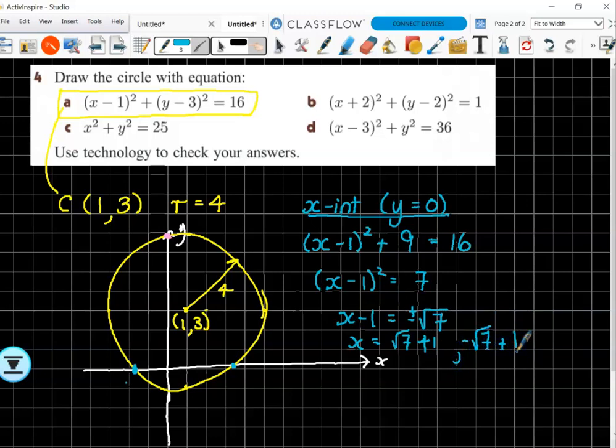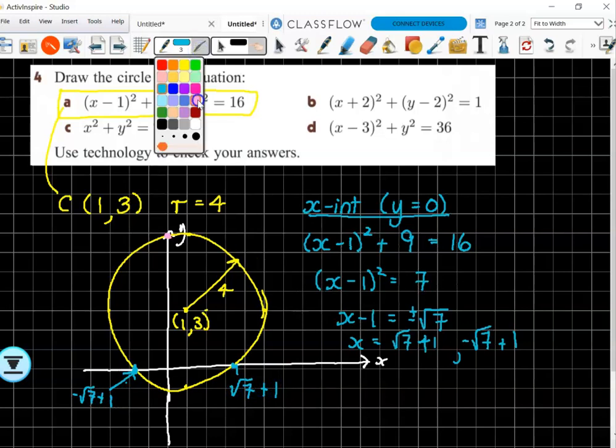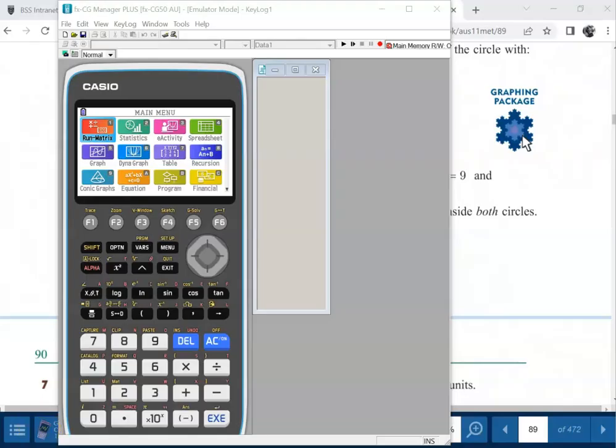Does that make sense? So this would be the negative root 7 plus 1, and this would be the root 7 plus 1. Can you please now find your y-intercepts? Do exactly the same thing, but now solve for y, please. Got 2 things to do.